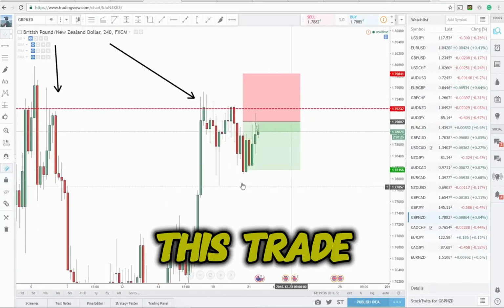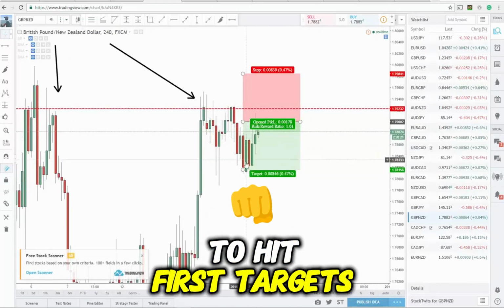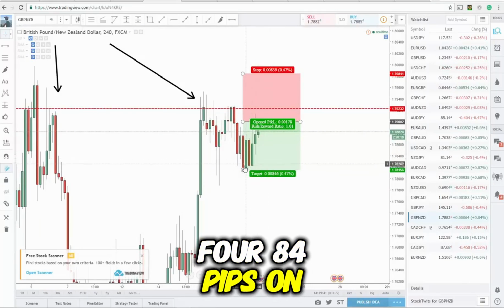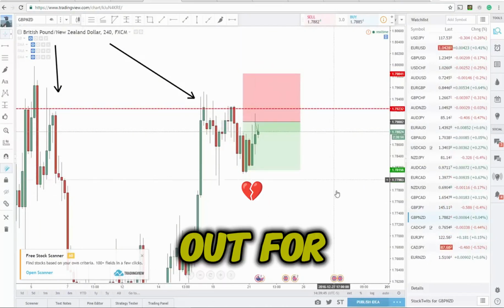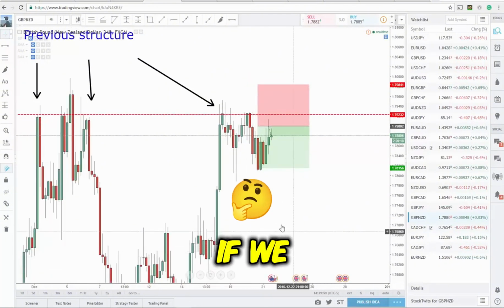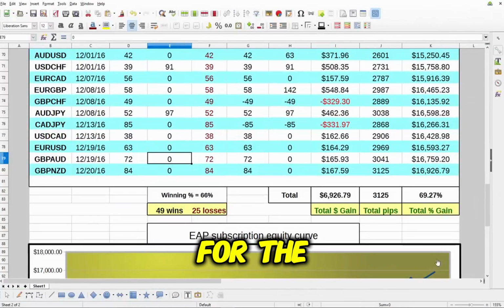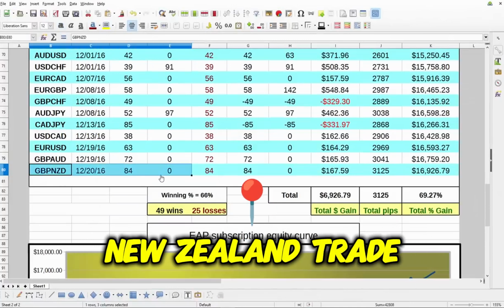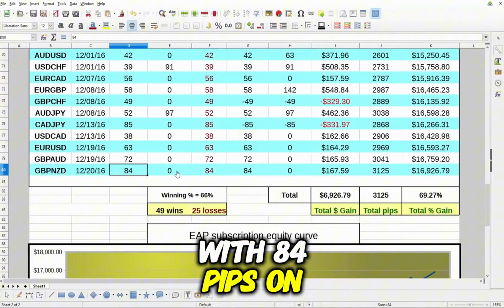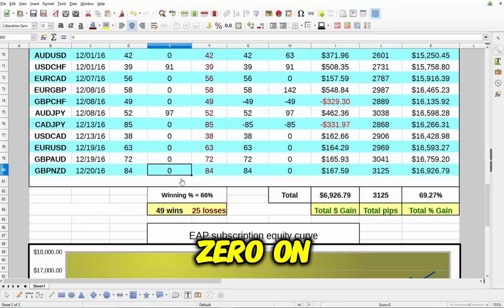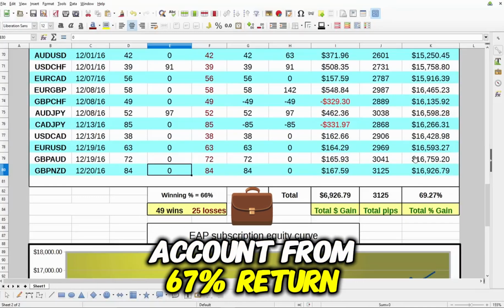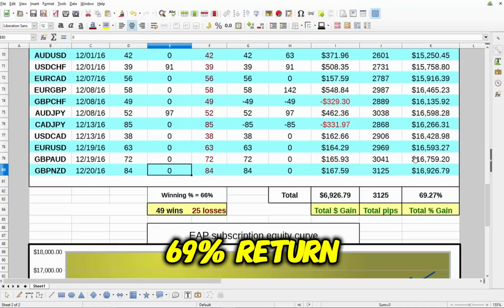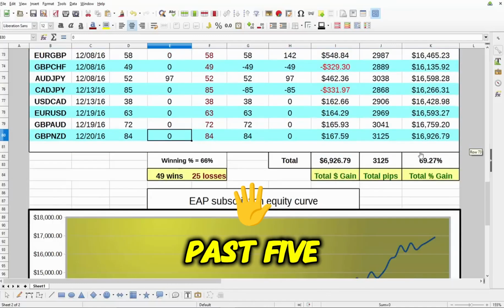And so as you can see, this trade came down to hit first targets as well for 84 pips on that first part of the position, and the second position was recently stopped out for break even. And again, if we head back over to the spreadsheet for the EAP, you can see that we have the pound New Zealand trade here with 84 pips on our first target, 0 on our second target, and that brought the account from 67% return to 69% return over the past 5 months.